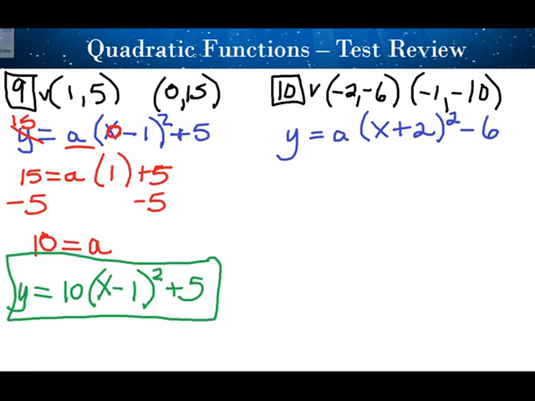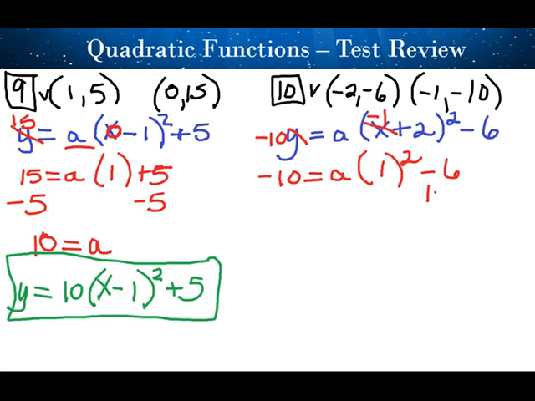Okay, now the other thing that I'm going to do is I'm going to put in the number that they're passing through. So on the question it says that it's a vertex of (-2, -6), and it's passing through (-1, -10). So -10 is the y, so I'm going to put the -10 here, and the -1 is going right here. So -1 plus 2 is going to be 1, so we're going to solve for a. And so that's 1 squared, and then -6.